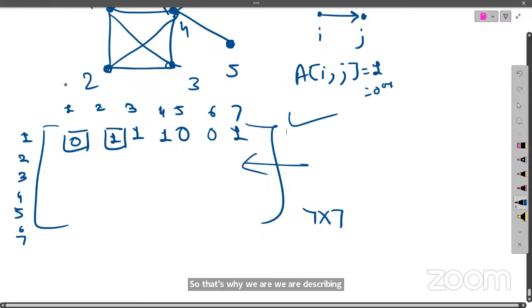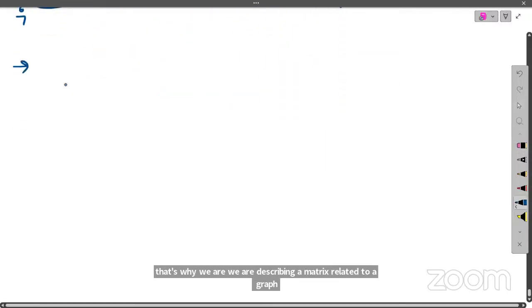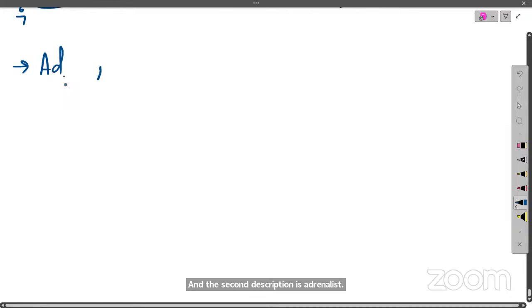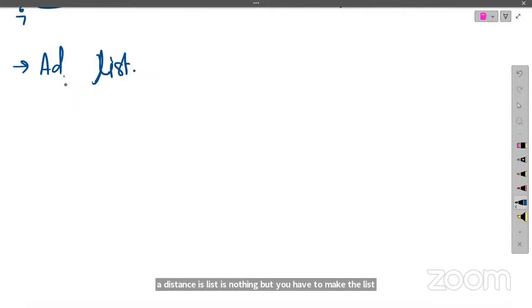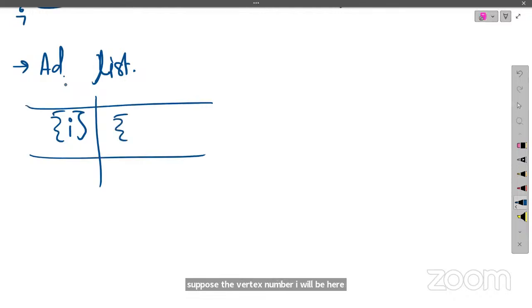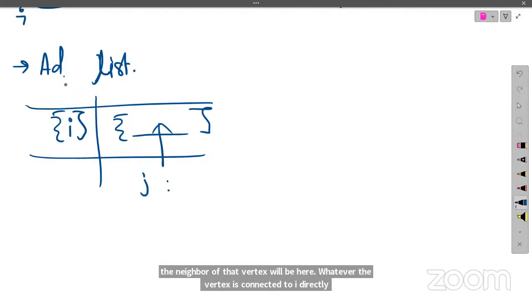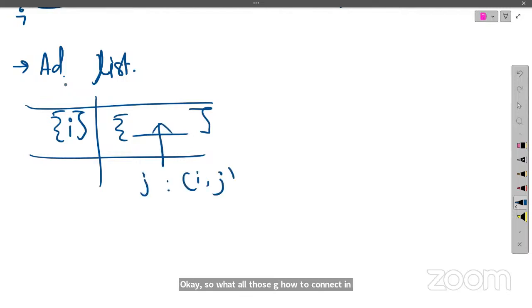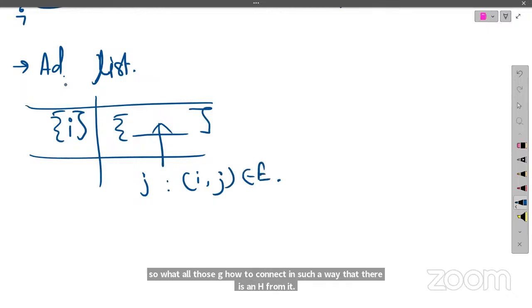And the second description is the adjacency list. A list is nothing but a list of every vertex and the neighbors of that vertex. So suppose the vertex number i is here, and the neighbors of that vertex will be here, whatever vertices j are connected to i directly, such that there is an edge from i to j. This list is known as an adjacency list.